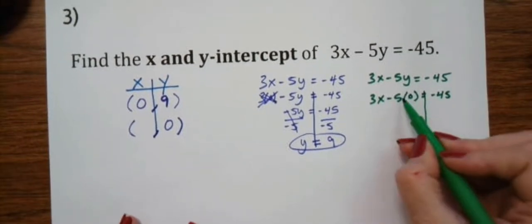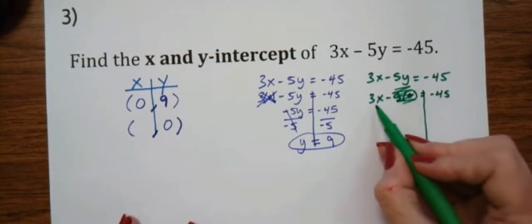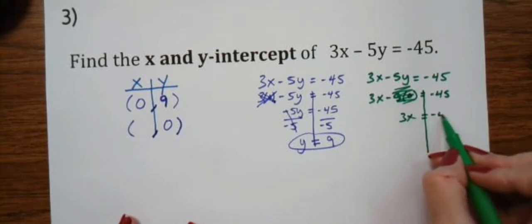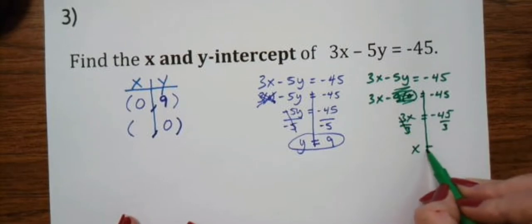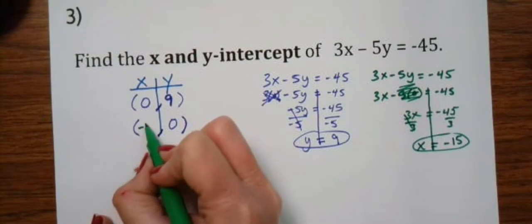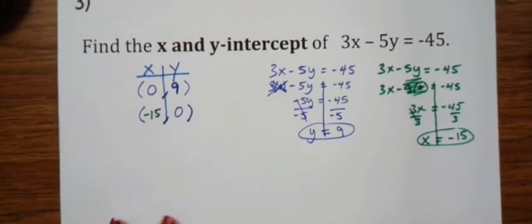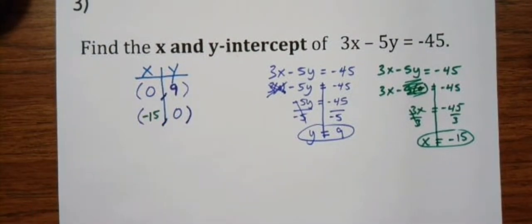Okay, so we have 5 times 0 here. That just cancels out and makes 0. So really, I just have 3x equals negative 45. Divide by 3, and I get x equals negative 45 divided by 3, which is negative 15. And there is my x coordinate, or my x-intercept. So here I have both of them.